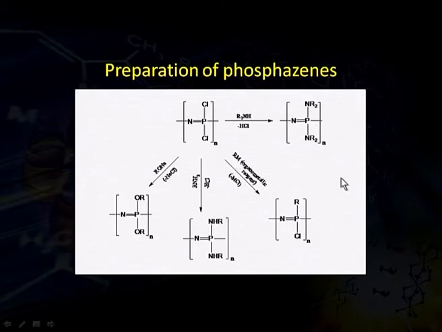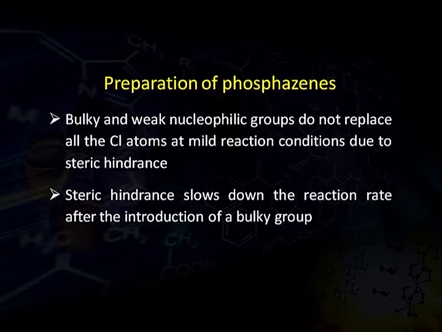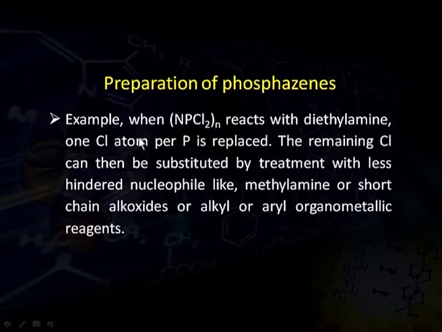Bulky and weakly nucleophilic groups do not replace all the chlorine atoms at mild reaction conditions due to steric hindrance. So, we can say that steric hindrance is basically the crowding. If a big bulky group is attached, then it creates steric hindrance. So, steric hindrance slows down the reaction rate after the introduction of a bulky group. Because of this bulky group, other groups cannot come closer to the central atom, and so the reaction does not take place. So, in such a condition, for example, we have NpCl2n, it reacts with diethylamine.